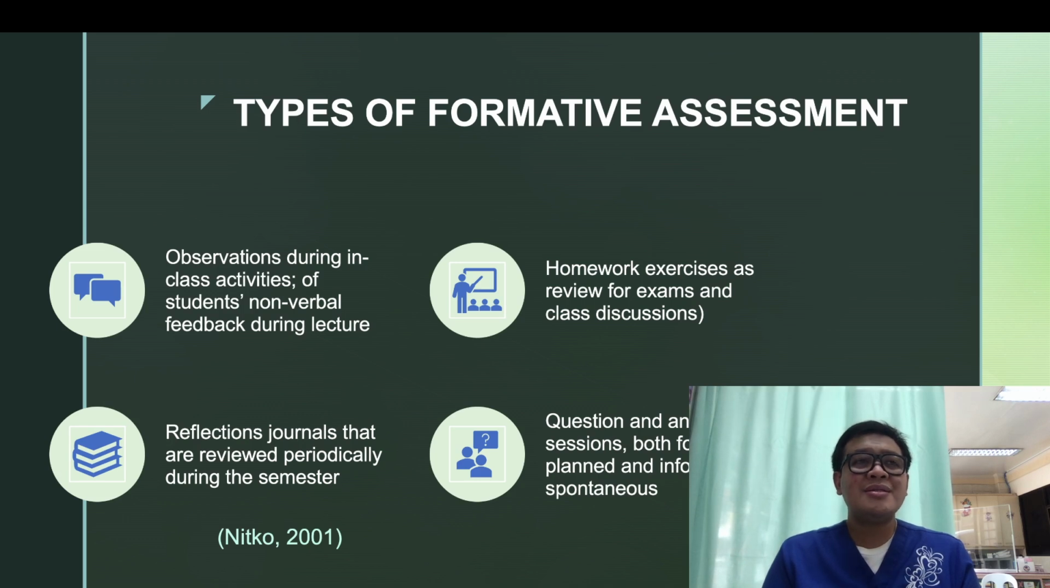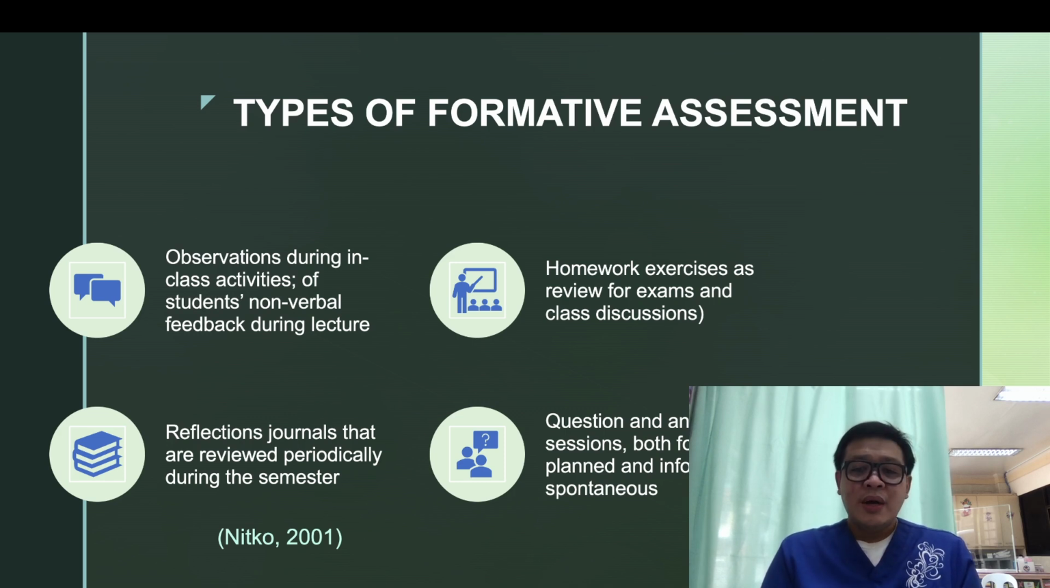The third one is homework exercises as review for exams and class discussion. It's very important that we give homework to our students, but right now in this 21st century, students are able to learn on their own. However, we don't have to underestimate homework because homework is also very important in such a way that we teach our students to learn independently.